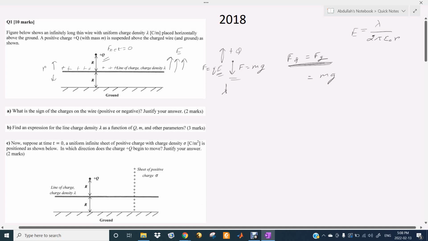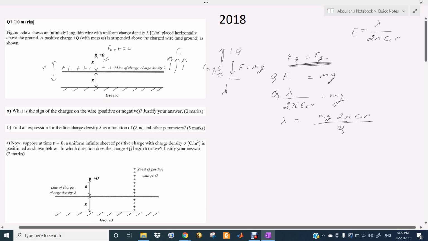So in order for the forces to balance, you need Fq to be equal to Fg. This Fq is basically Q times E, right? And this electric field is the electric field of this line charge. So now, if you have all these values, you can find lambda, which should be equal to mg times 2 pi epsilon naught r divided by q, right?